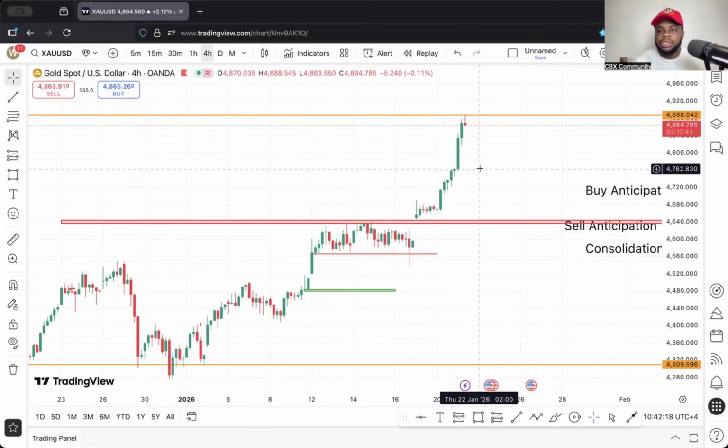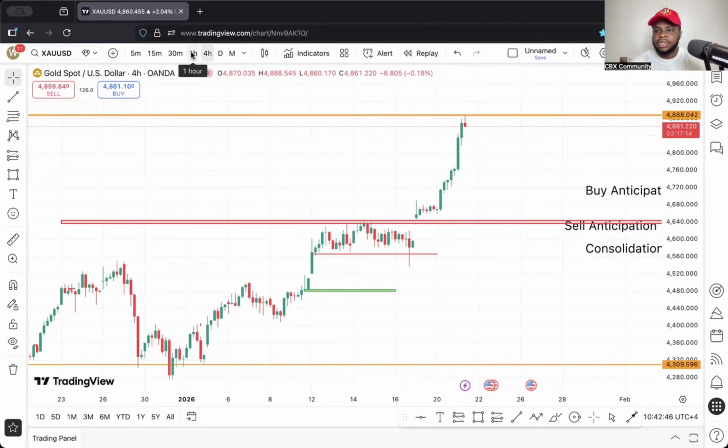So let's go to the H1. I love to identify my support zone and my resistance zone using the H1 and 30 minutes, just for us to have an idea that this zone is a strong zone and this zone is a strong zone. So looking at the 4 hours market condition, we don't have a recent support and we don't have a recent resistance yet, so we don't need to do anything. So let's go to the H1.